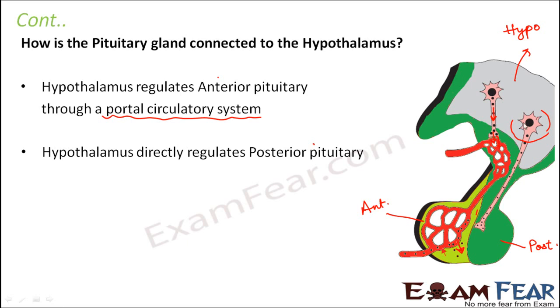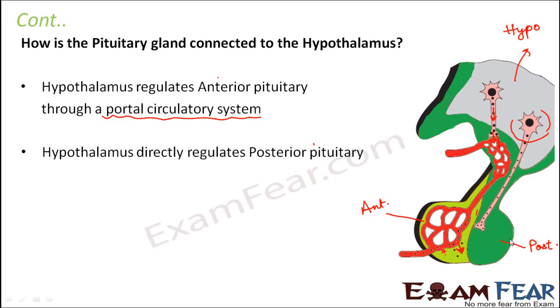Now whatever hormones are secreted by the posterior pituitary are actually produced by the hypothalamus, because the hypothalamic neurons carry them, and their axon terminals end in the posterior pituitary. So it will actually get secreted in the posterior pituitary. That means we can say that the posterior pituitary is just an extension of the hypothalamus which extends downwards.